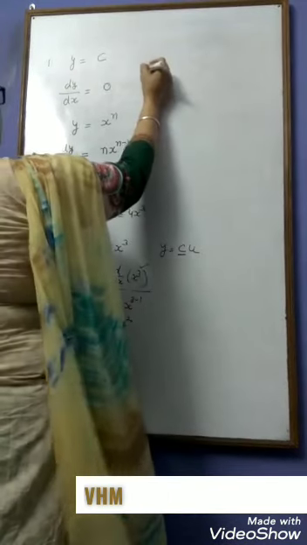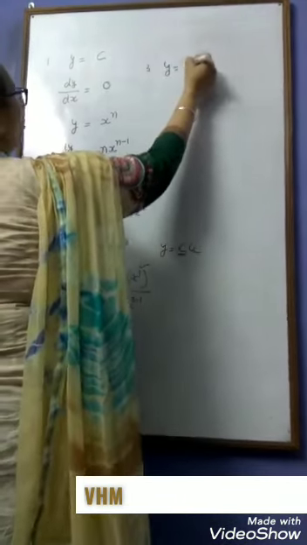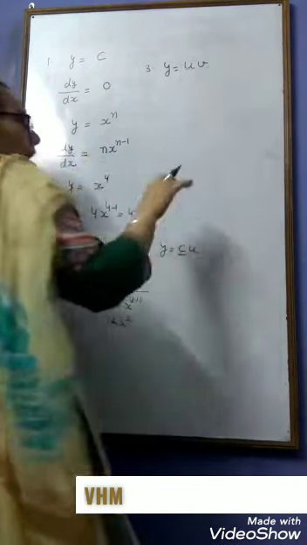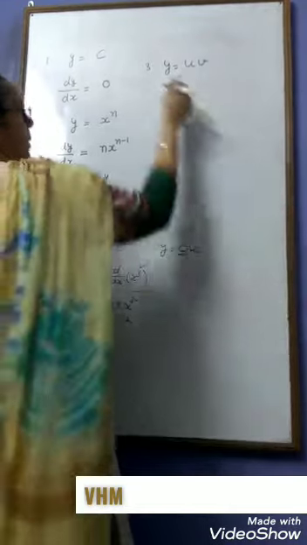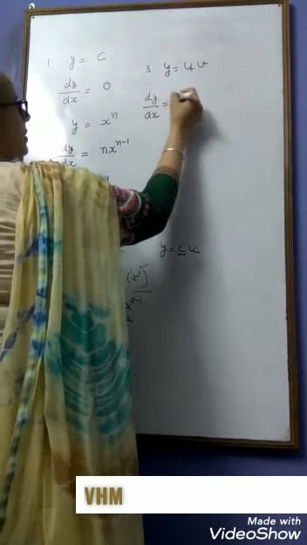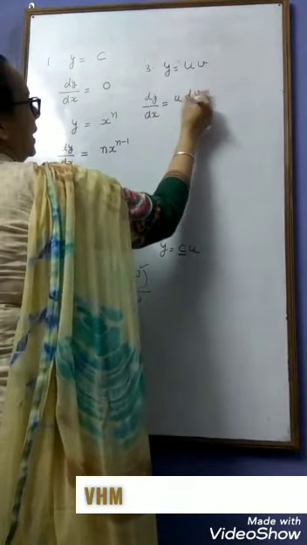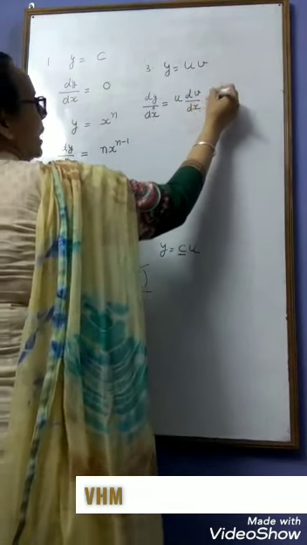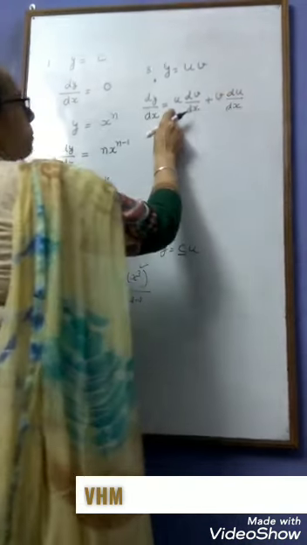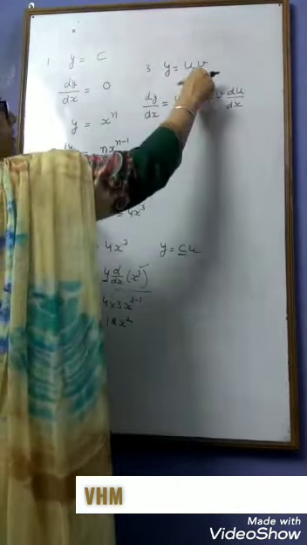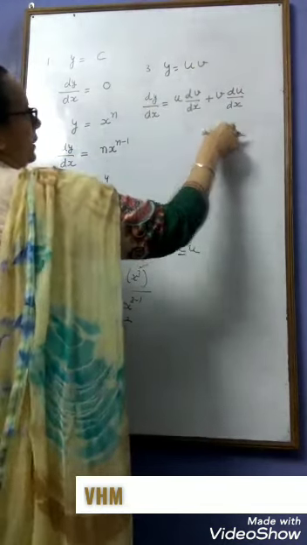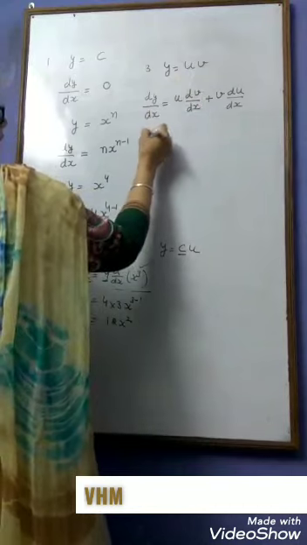Very important. Y is equal to uv, the product of two factors which are again functions of x. So how do we differentiate it? Dy upon dx is the first times the derivative of the second plus the second times the derivative of the first. That means write the first term as it is and differentiate the second, plus the second as it is and differentiate the first. Its example I will do later.